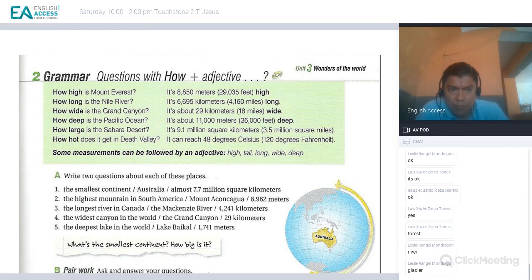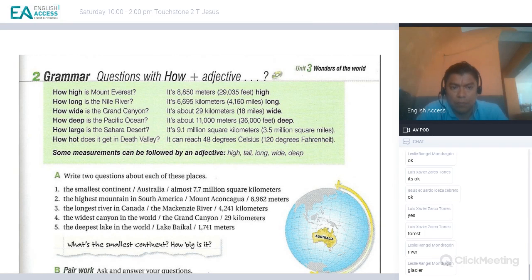How deep is the Pacific Ocean? It's about 11,000 meters deep. It's about 36,000 feet deep. How large is the Sahara Desert? It's 9.1 million square kilometers. It's 3.5 million square miles. How hot does it get in Death Valley? It can reach 48 degrees Celsius. It can reach 120 degrees Fahrenheit.